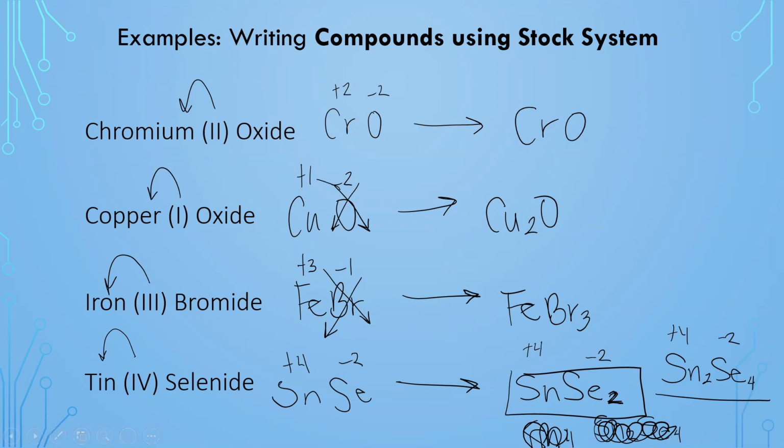Okay, and that's it. That is the end of chapter 7. So you have binary, prefix, radical, stock again, except now you're working backwards. Given the English, write the formula.